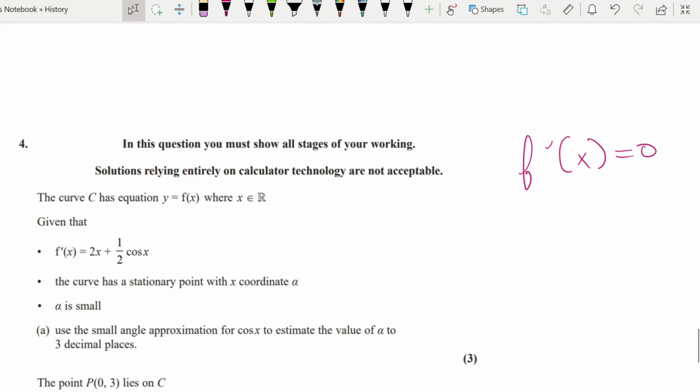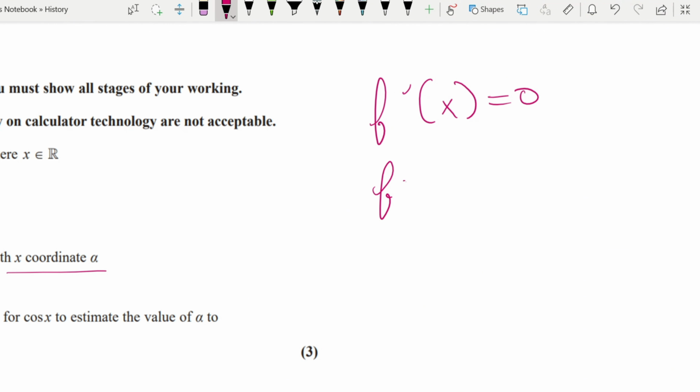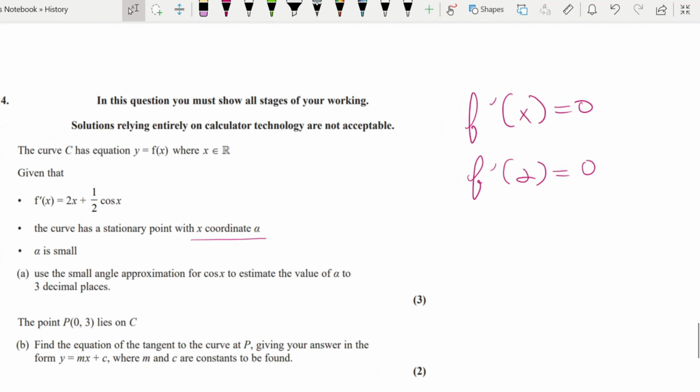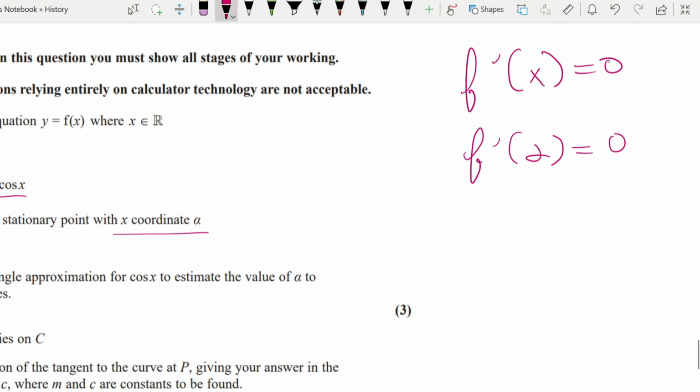The other thing we know is that x coordinate alpha, that means our x is alpha. So we can write that as f derivative alpha equals 0. Now, let's write down this whole equation but change the x to an alpha. So we're going to have 2 alpha plus 1 by 2 cosine alpha equals 0.